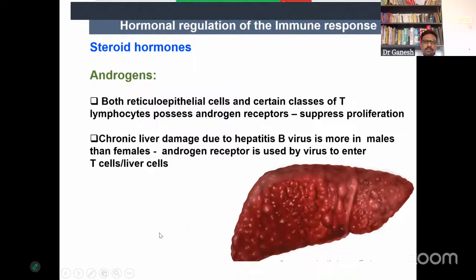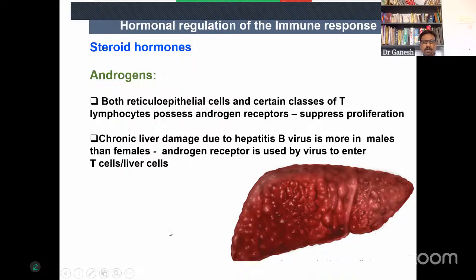Now coming to the androgens, both reticuloepithelial cells and certain classes of T lymphocytes possess androgen receptors, and they suppress the proliferation. Mainly, these androgens are also considered inhibitory to the immune response. The reticuloepithelial cells are found in the thymus gland, and T lymphocytes also possess the androgen receptors. So once the androgen binds with these receptors on the reticuloepithelial cells or the T lymphocytes, they will suppress the proliferation.